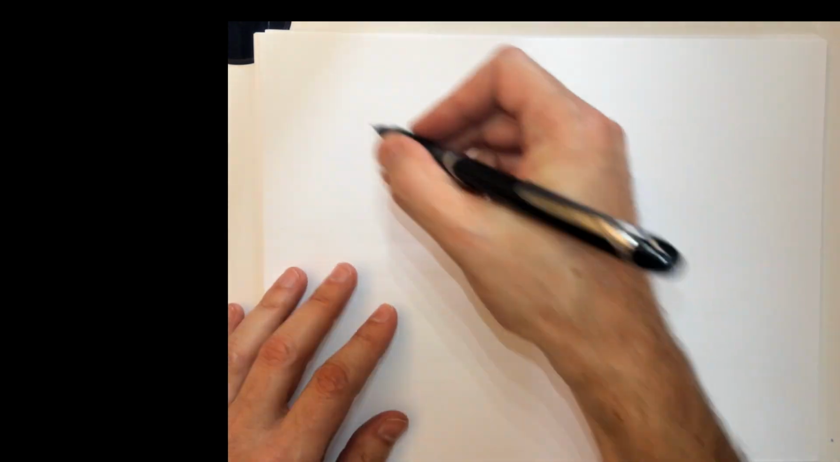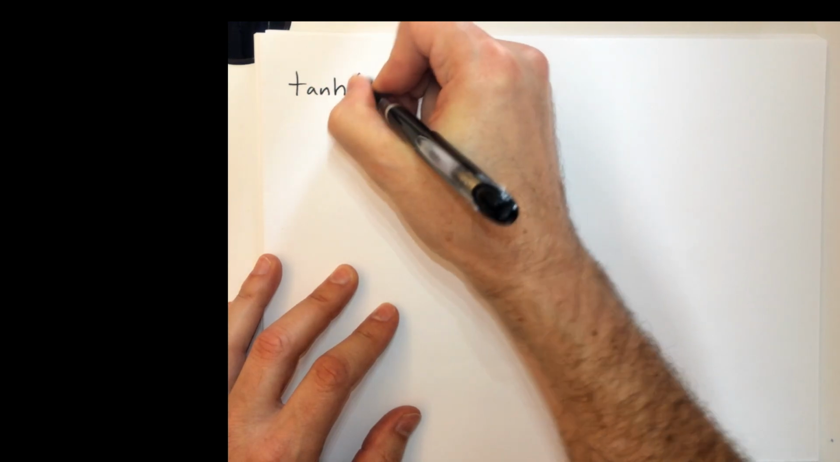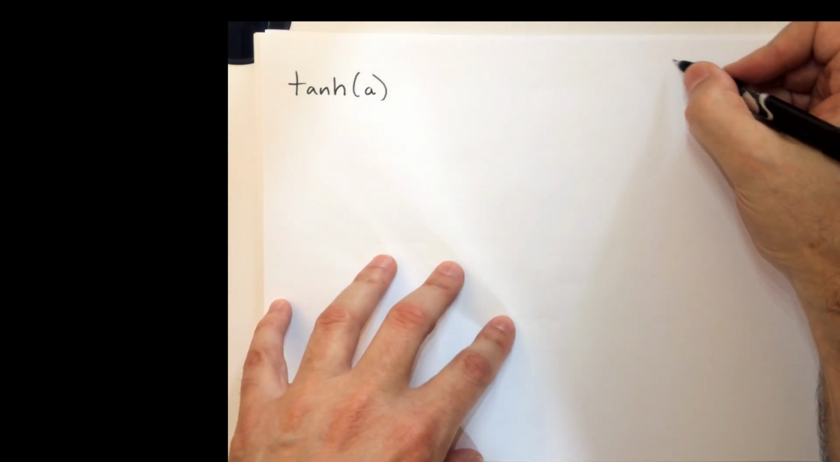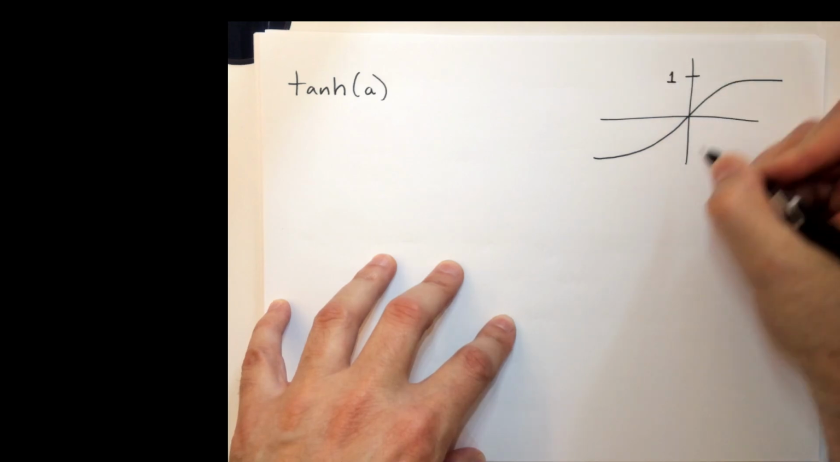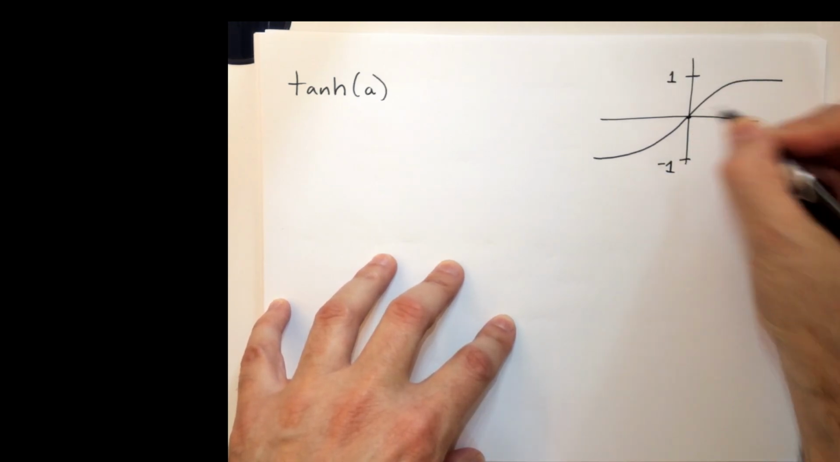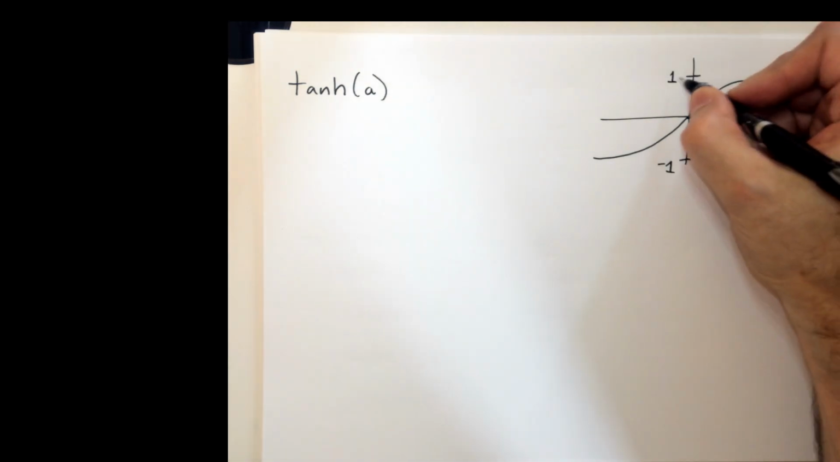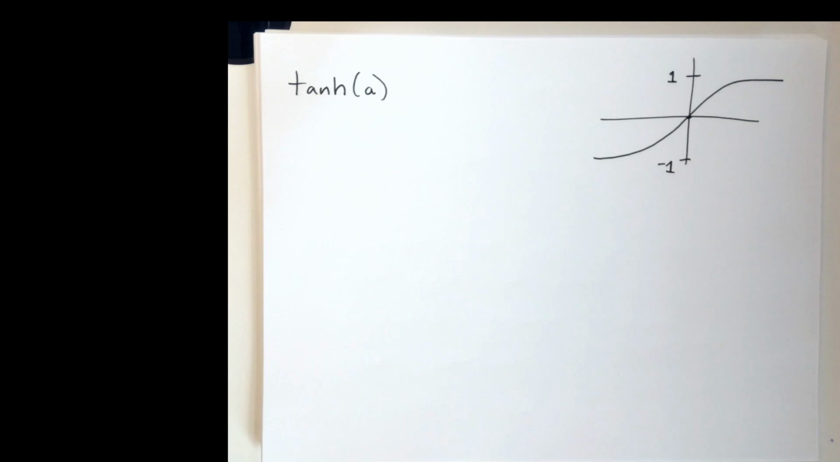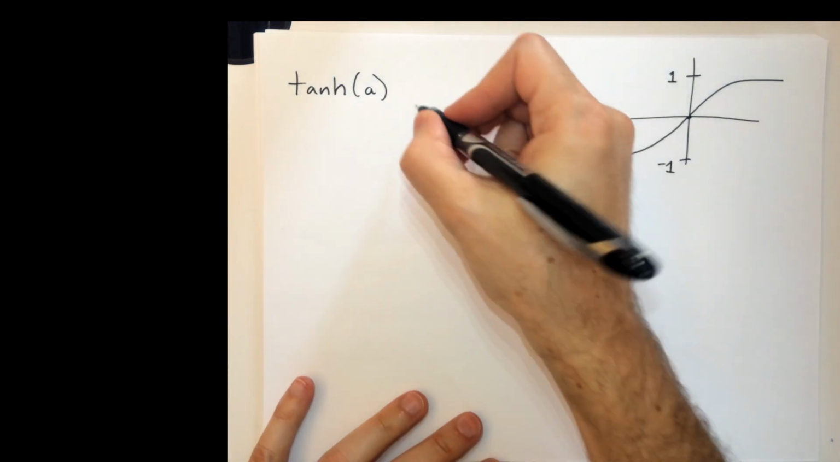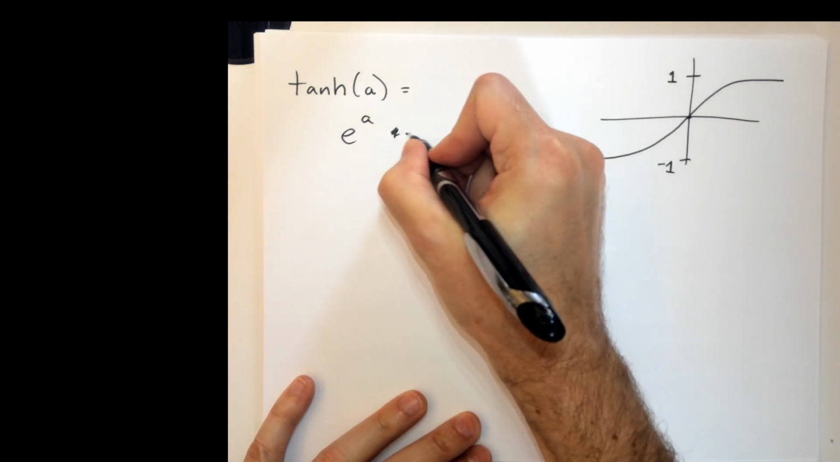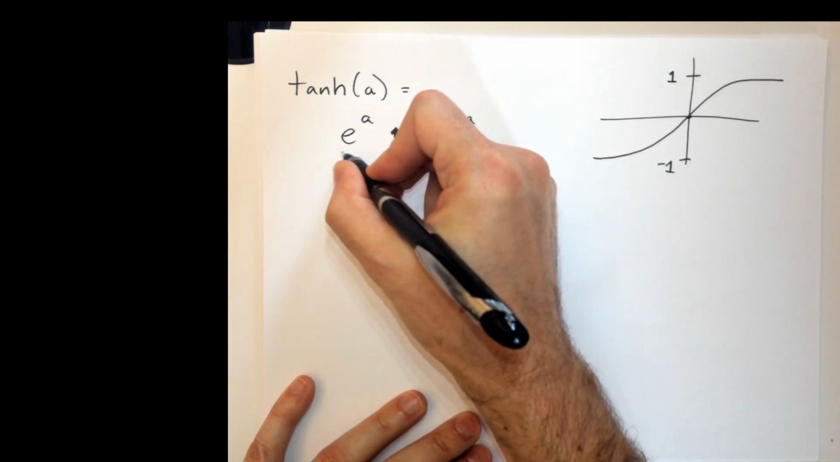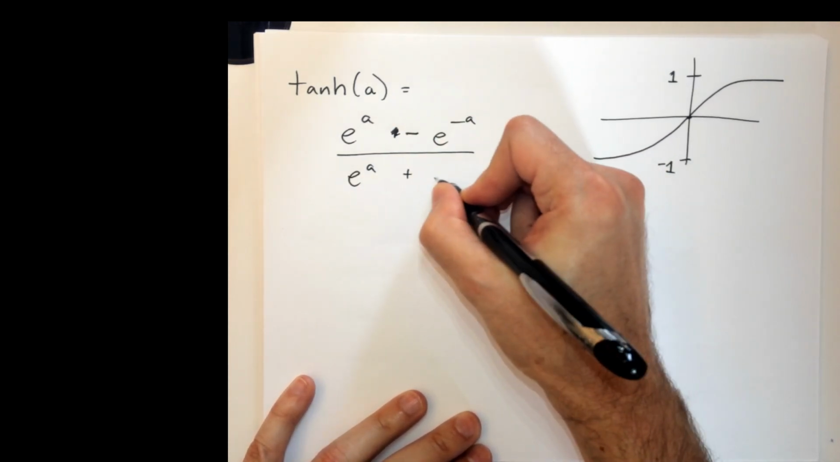So tan h is a function that looks like this. And I think I introduced it last time. So kind of like the sigmoid, it pushes any value on the x-axis to a value that's between +1 and -1 on the y-axis, right? And the definition of it is the following. e to the a minus e to the minus a over e to the a plus e to the minus a.